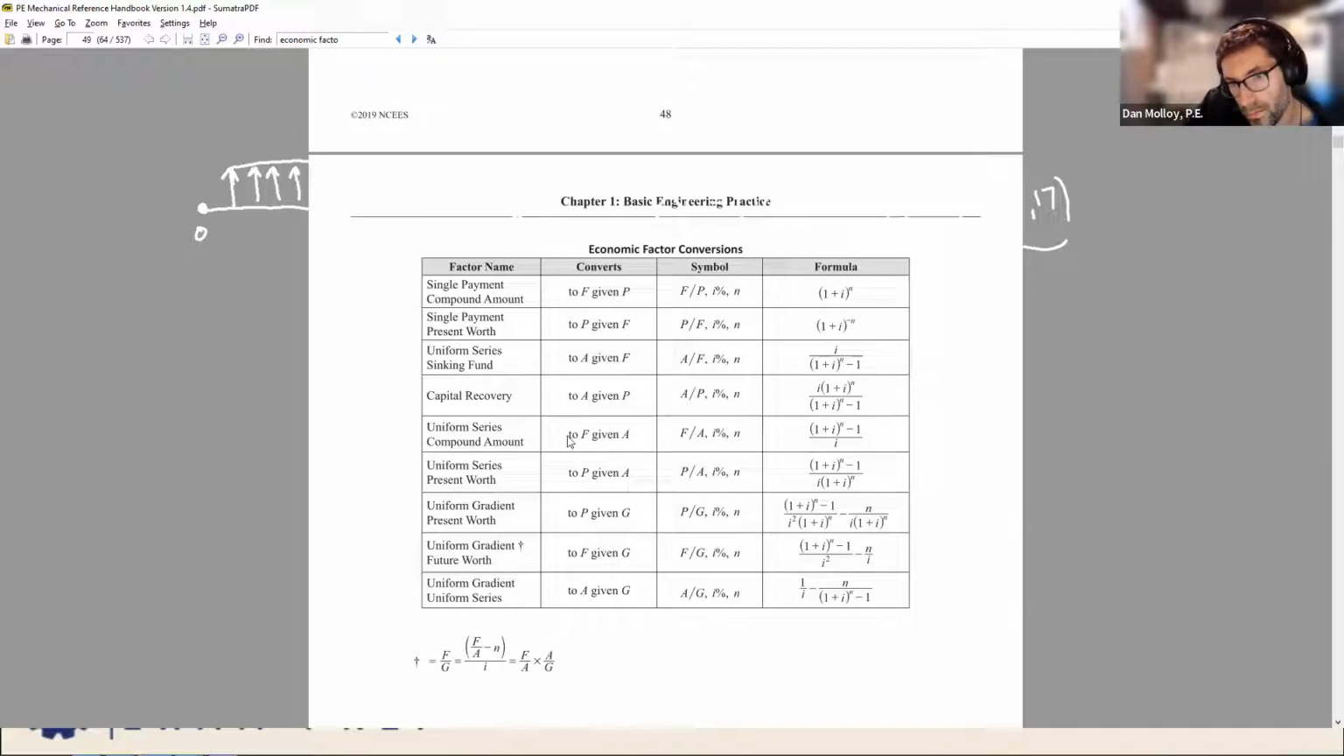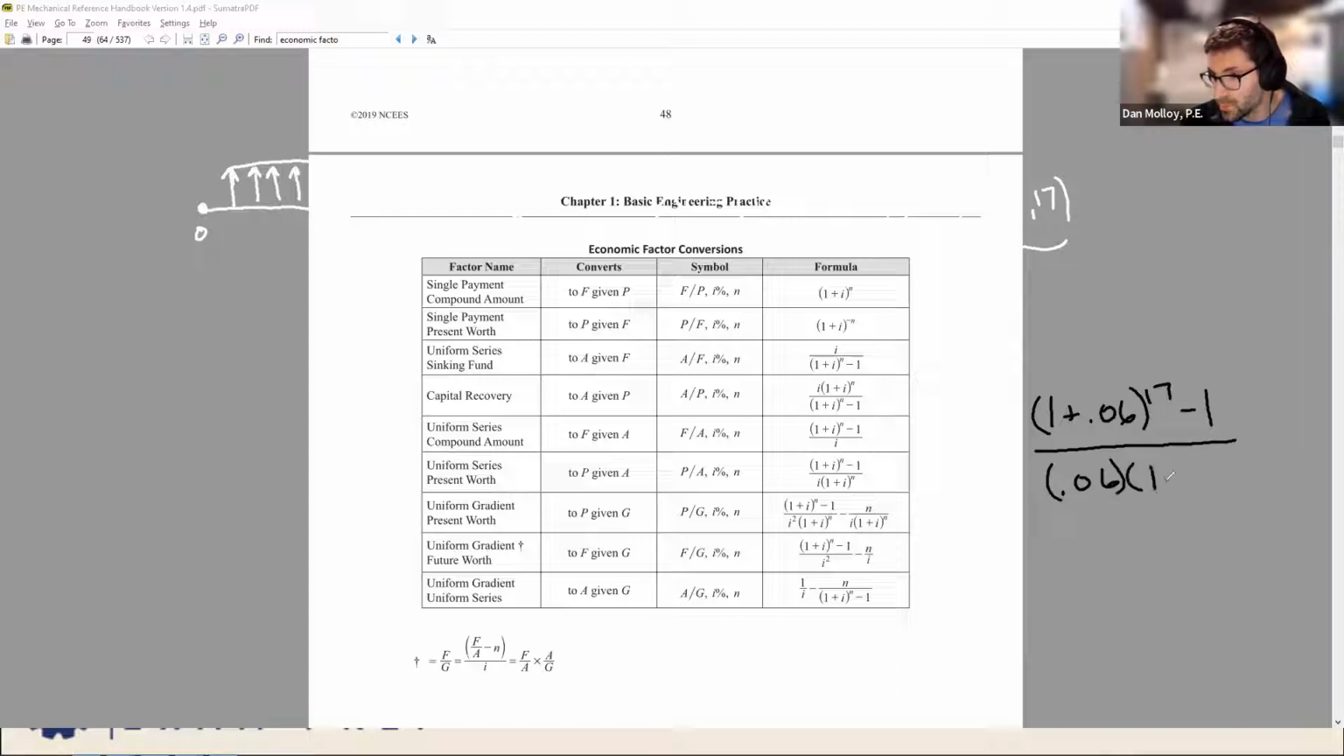So for P given A, we use this guy, and that's going to be a function of the interest rate i and the number of periods n. So let's take a shot at that and see if we can calculate this and get the same thing. So it's going to be 1 plus 0.06 raised to the 17, minus 1, over 0.06 times 1 plus 0.06 raised to the 17.